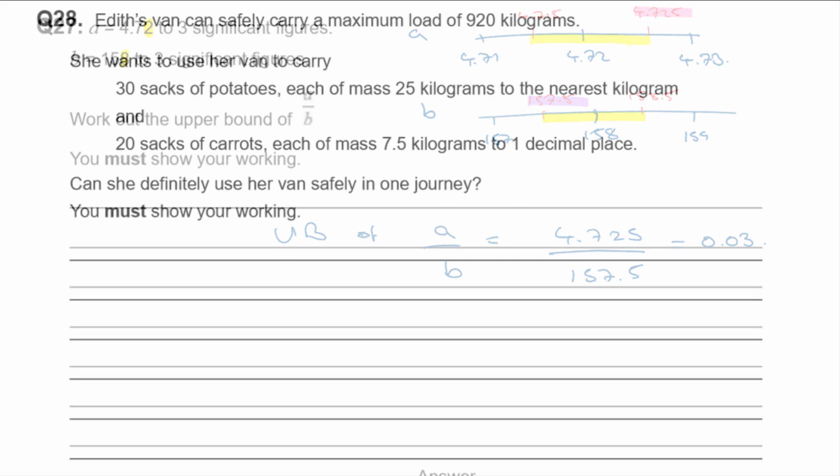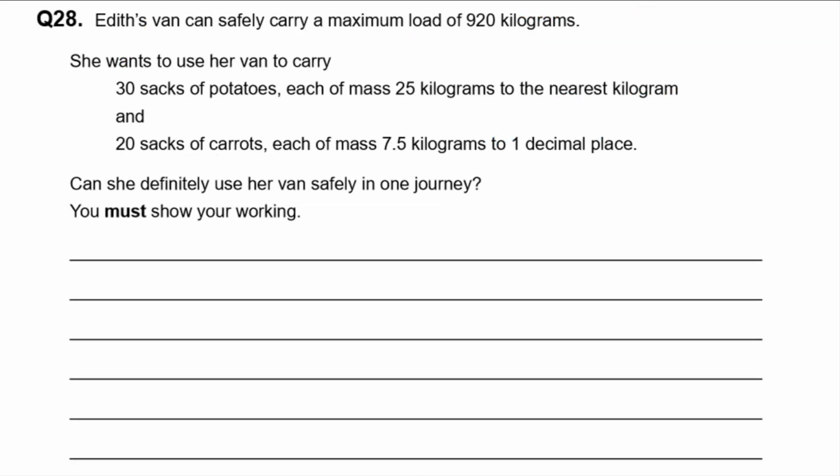0.03. Question 28. Edith's van can safely carry a maximum load of 920 kilograms. She wants to use her van to carry 30 sacks of potatoes, each of mass 25 kilograms, to the nearest kilogram, and 30 sacks of carrots, each of mass 7.5 kilograms, to 1 decimal place. Can she definitely use her van safely in one journey? You must show your working.